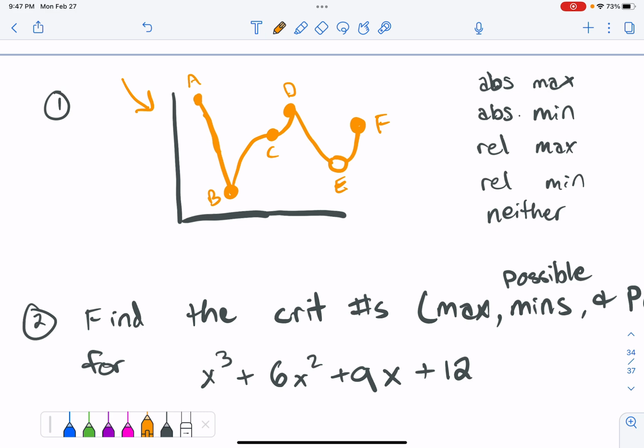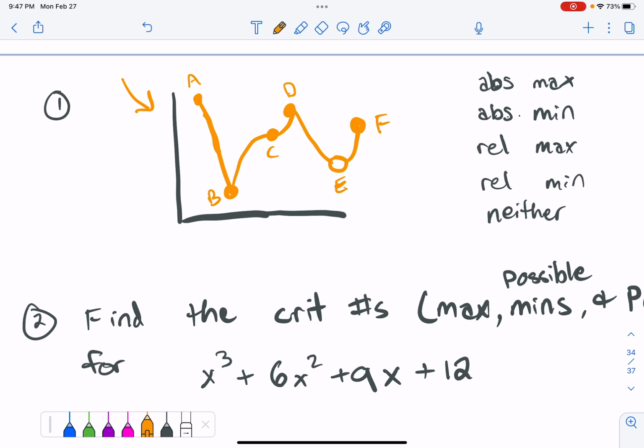So, first problem. Pause after I explain the problem, and then you can fill it in, and then I will reveal the answer to you. So going through each one of these points here, A, B, C, D, E, F, which ones are absolute maximum, absolute minimum, relative max, relative min, and neither? So pause, label them, and then I'll give you the answer. All right, here we go.